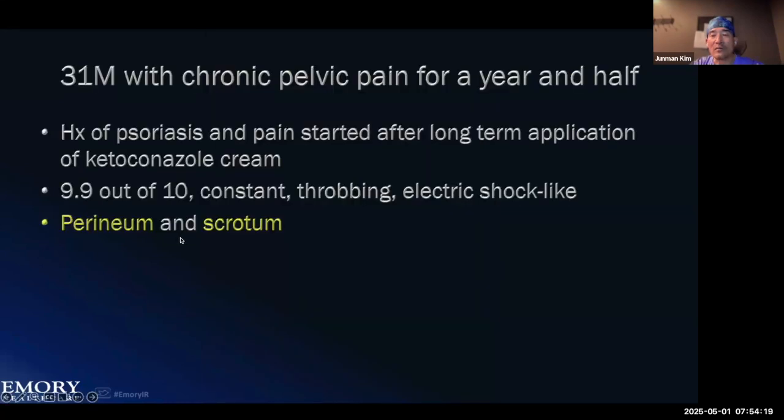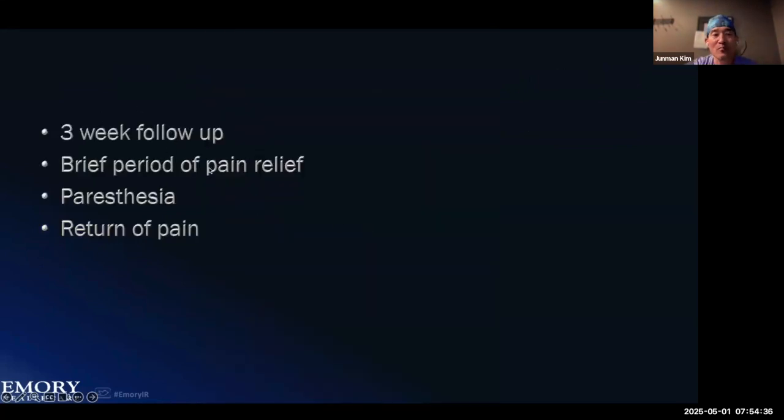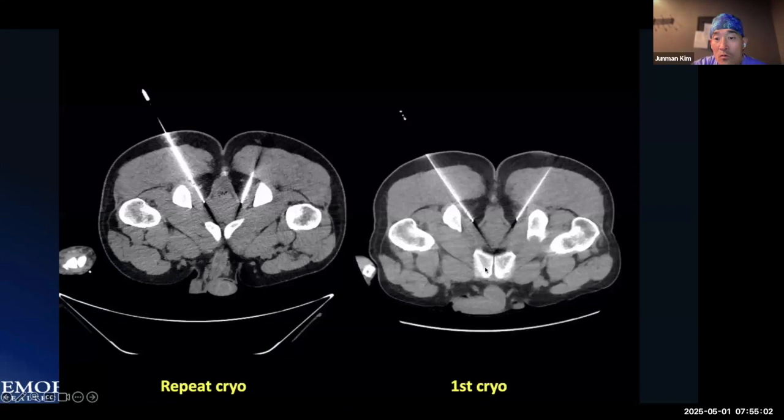I don't know why this is causing his pain, but I know what to treat. So we went ahead and did the pudendal cryoneurolysis. This is where we targeted. At 3-week follow-up, there was a brief period of pain relief, but the patient returned. I had some sleepless nights after this. I gave him the cryo and it didn't help, but finally we saw him in the clinic, and I decided to give it another shot, a repeat cryo.